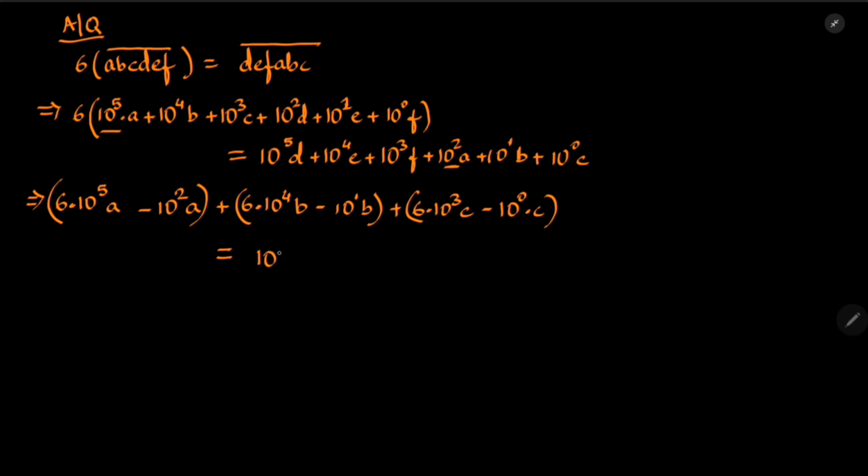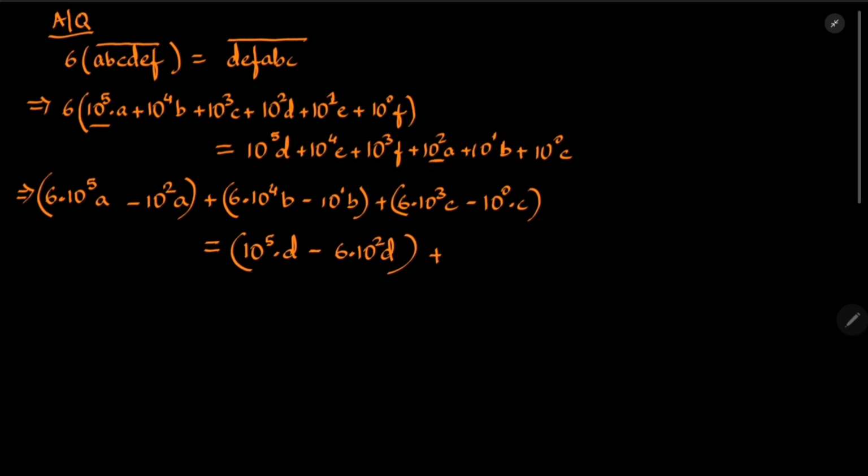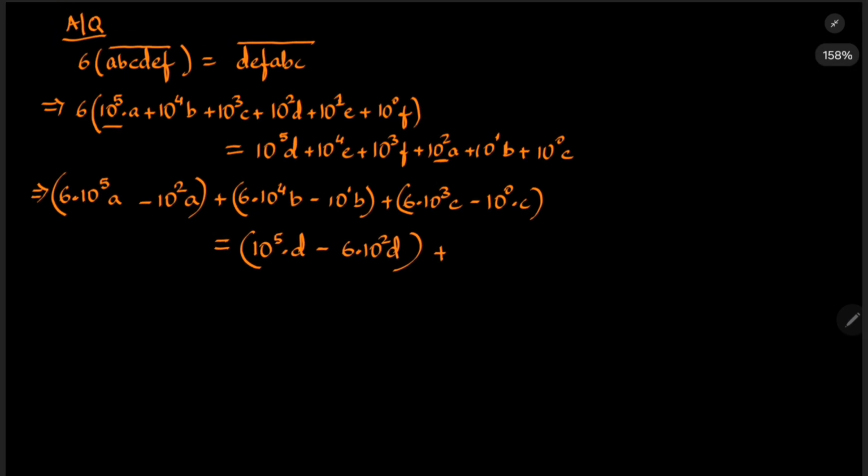All the a, b, c are on the left hand side of the equation. On the right hand side of the equation, we'll get 10 power 5d minus 6 into 10 square d. This 6 into 10 square d comes from the left hand side of the equation. The variable containing e will be like 10 power 4 e minus 6 into 10 power 1 e.